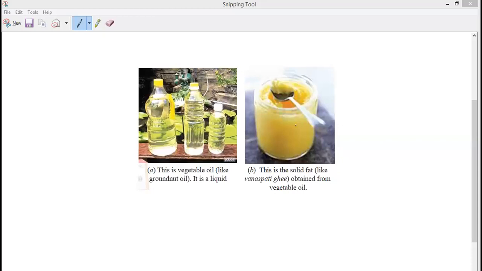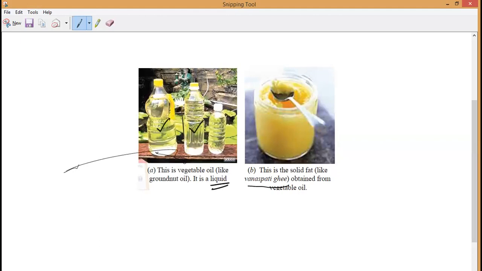This is how dalda appears. Vanaspati ghee, also we can say dalda. Vegetable oils look like a liquid, as you might have noticed in bottles. In the same way, the solid fat, hydrogenated vegetable oil, looks like this, a semi-solid. Most hotels use this, and even some of your houses have it. We have to avoid this to maintain good health.